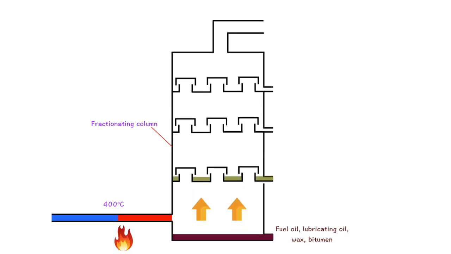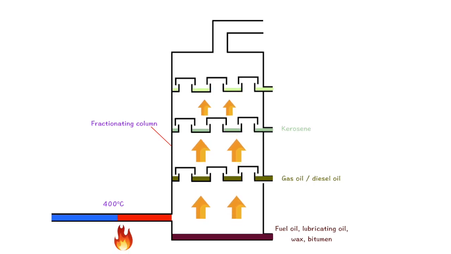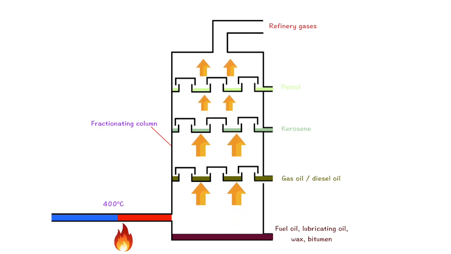In a higher position, when temperature is dropped, gas oil or diesel oil will condense, and the smaller molecule inside petroleum will continue moving upward. Next is kerosene, then petrol and naphtha condensed in a higher position. Finally, refinery gas, for example, liquefied petroleum gas (LPG), can be obtained at the top of the fractionating column, where the temperature is the lowest.